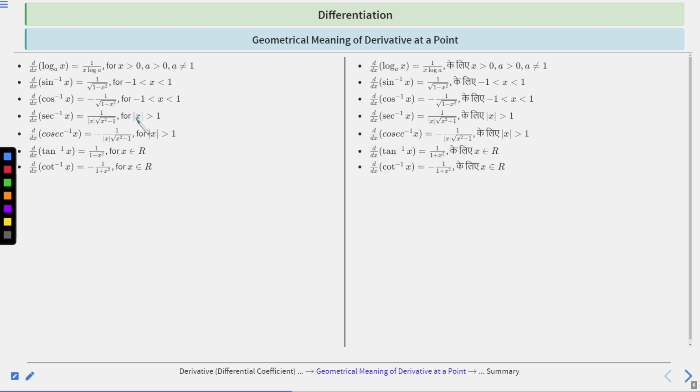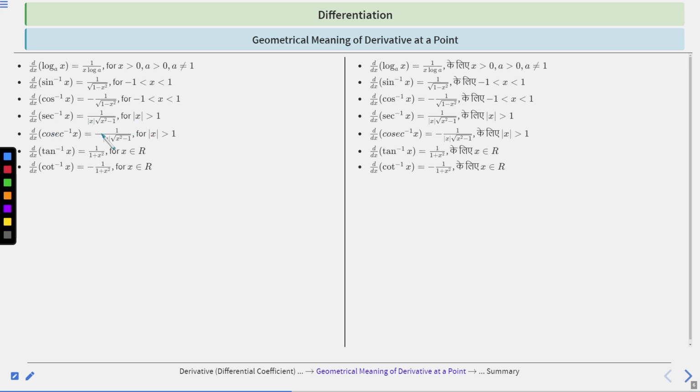Next is the derivative of sec inverse x. It can be written as 1 by absolute value of x, or mod x, root over x square minus 1, for mod x greater than 1. Clear? So the domain of this is mod x greater than 1, as we know.